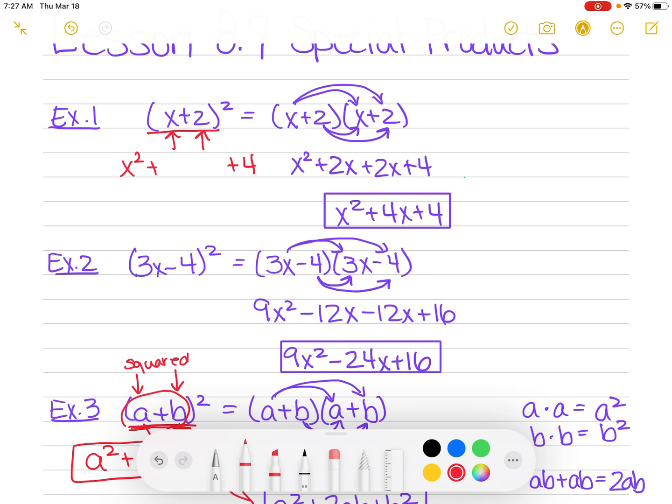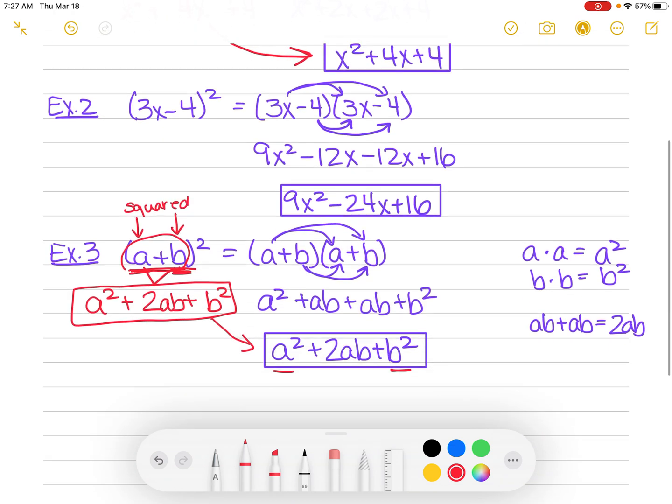Then to get my middle number, I'm going to multiply these. So I'm going to go x times 2 is 2x, but then I'm going to double that. So it's going to be 4x. So see how I got the same thing as here? Okay, let's try it on this one.